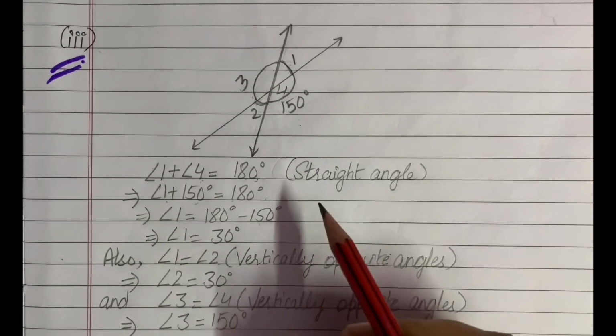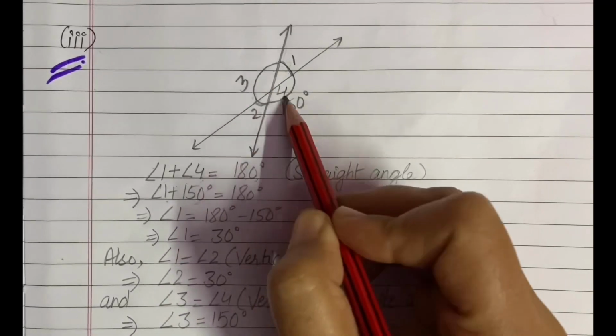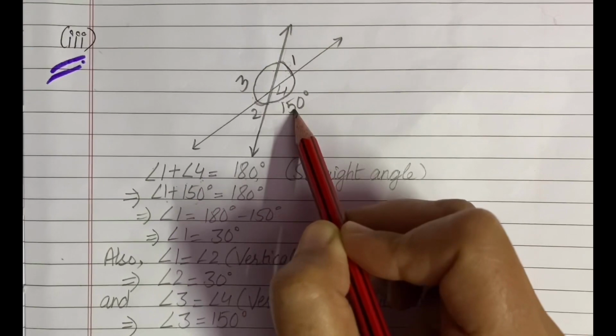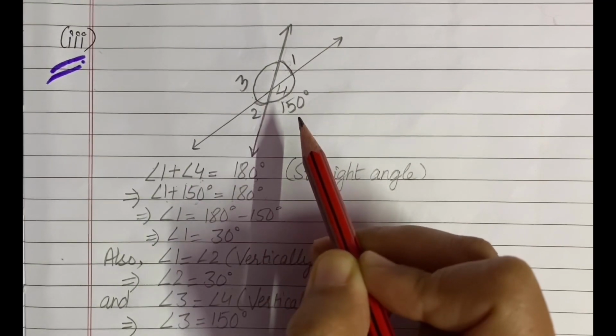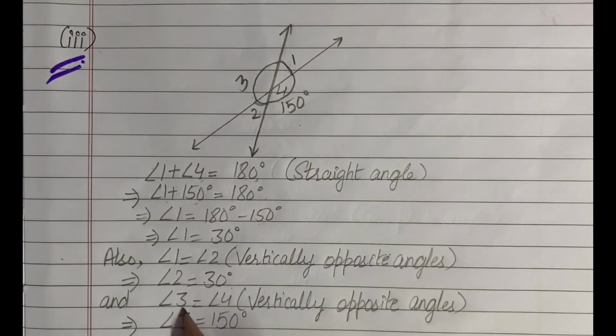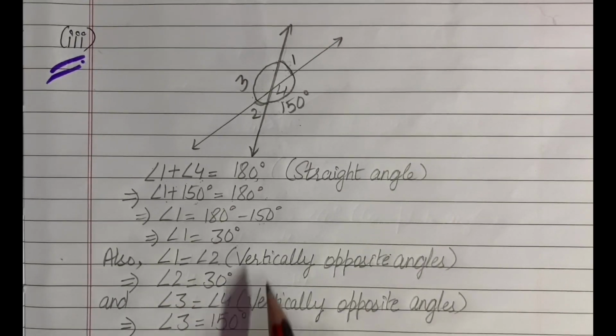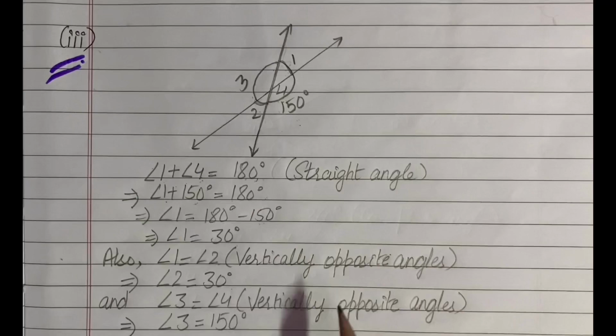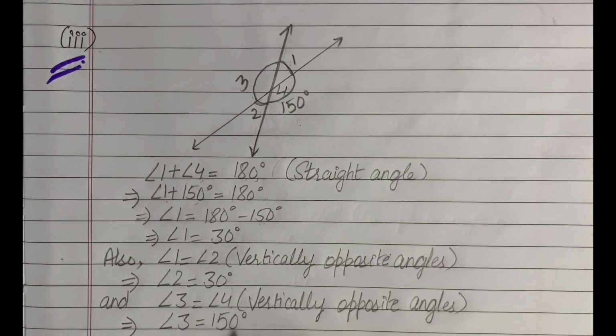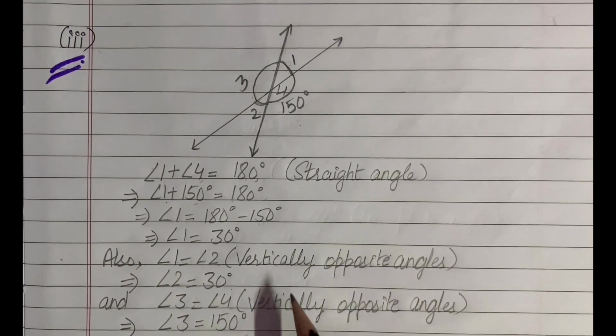And again see the diagram. See angle 3 and angle 4, they are also vertically opposite angles, and you know that vertically opposite angles are equal. So angle 3 will be equal to angle 4, and the value of angle 4 is 150 degrees. So this means the value of angle 3 will also be equal to 150 degrees. Hopefully it is clear to you.